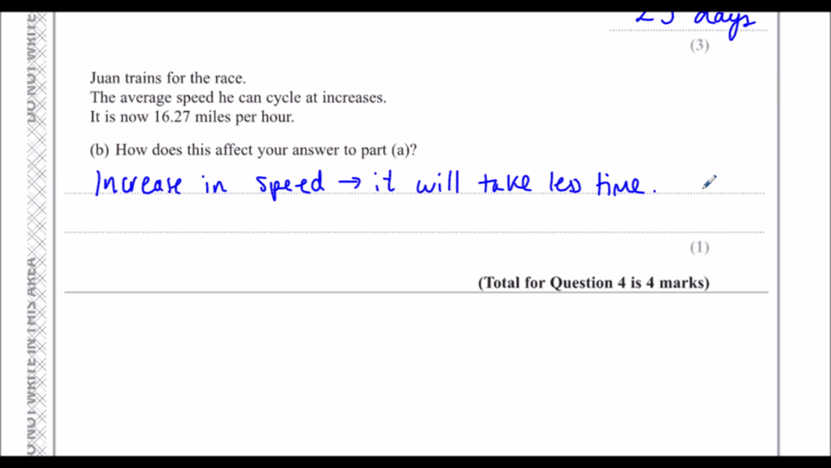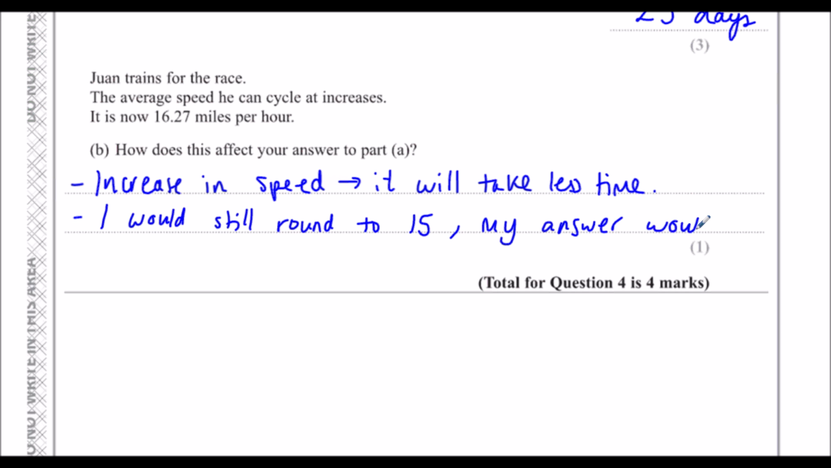Or we could also say, another perfectly good answer, it wouldn't change my answer because I'll still round to the same thing. So you could put, I would still round to 15. My answer wouldn't change. Either of those two are perfectly acceptable answers.